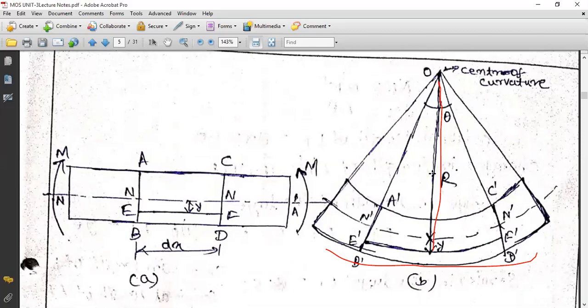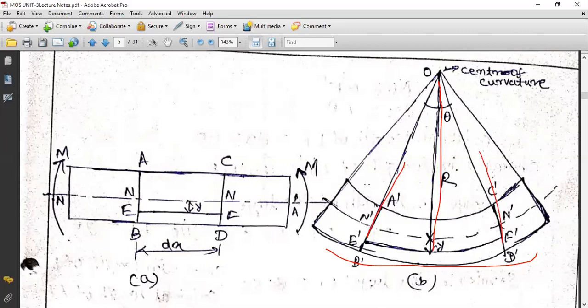So the radius of curvature is the distance between the center of curvature and the neutral axis. And you can see A'B' and C'D' making an angle theta at the center of curvature. Both A'B' and C'D' are making an angle theta.